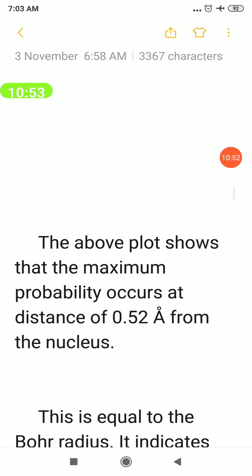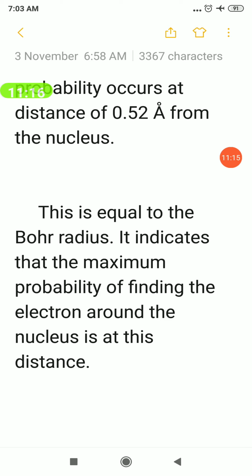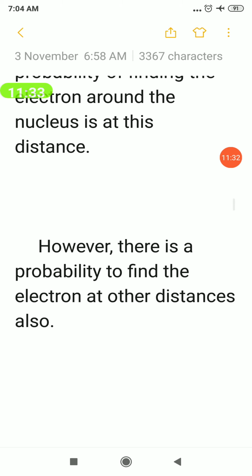Okay? The above plot shows that the maximum probability occurs at a distance of 0.52 Angstrom from the nucleus. This value is equal to the radius predicted by Niels Bohr. So this is equal to Bohr's radius, which means the maximum probability of finding the electron around the nucleus is at this distance. So, for an electron in the 1s orbital, at 0.52 Angstrom we can catch it. So from this plot we have got this information.